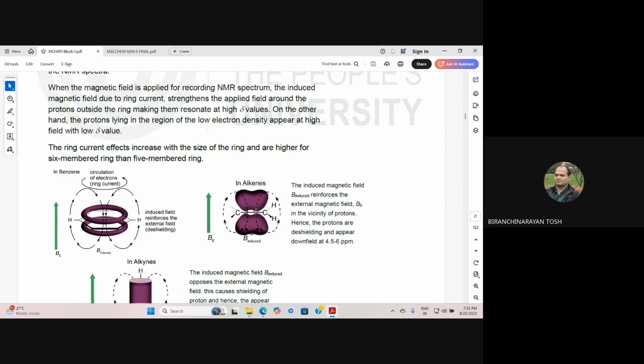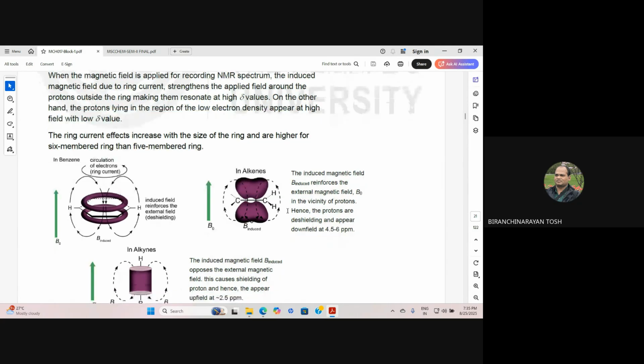But you can see here, in the case of alkene, it is a pi electron cloud, a double bond. When the field is applied, along the internuclear axis it is opposite, and outside it is parallel to the axis. So the induced magnetic field reinforces the external magnetic field in the vicinity of the protons. Hence, the protons are deshielded and appear downfield, at 4.5 to 6 ppm.